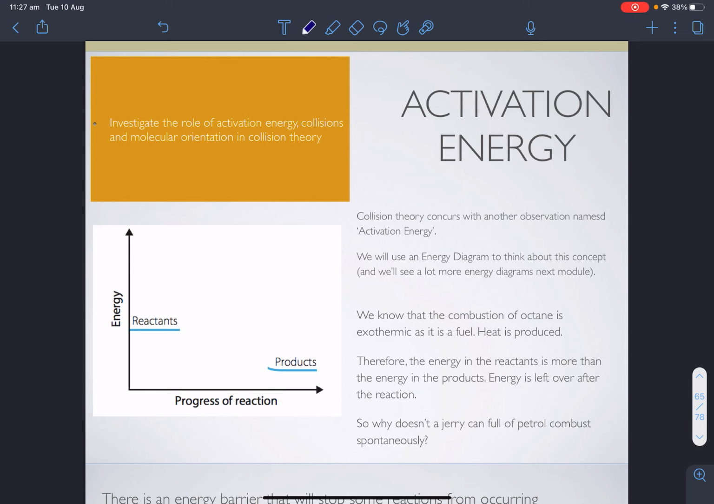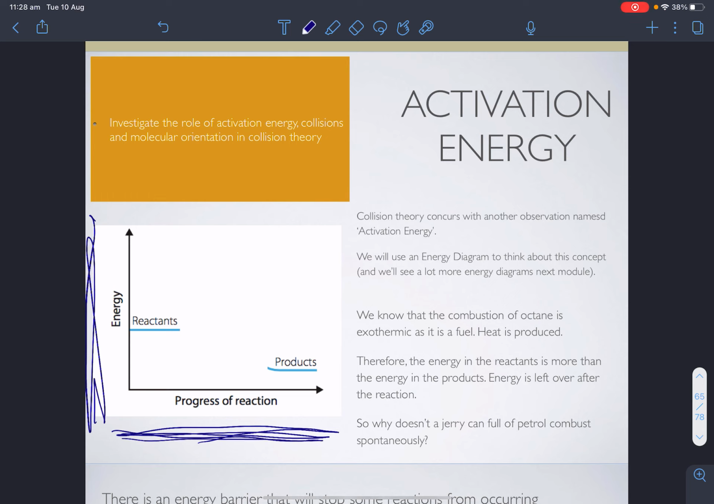So if we do a graph like this, on the left-hand side we're talking about energy on the y-axis and the progress of reaction on the x-axis. On the left we've got the reactants, what goes into the reaction, and on the right we've got the products. We're going to think about the energy required for a reaction to occur and start to connect it with things like endothermic and exothermic, leading into the next module.